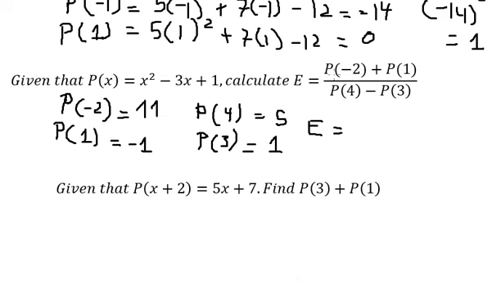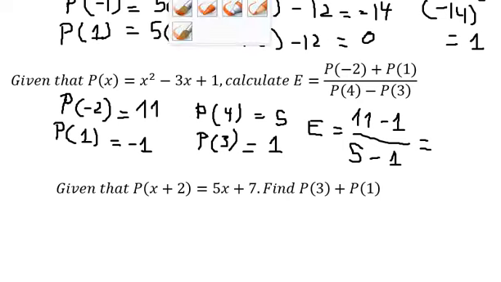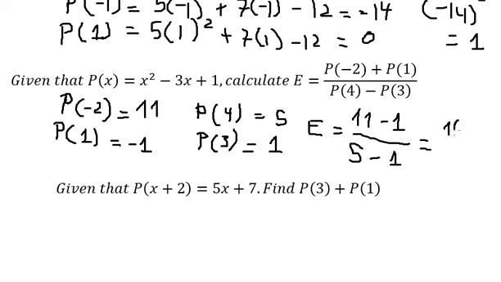So b of negative 2, you got 11. b of 1, you got negative 1. 5 we go in here, minus 1. So we have 11 minus 1. We calculate this one, and you got 10 over 4. We simplify by 2, you got 5 over 2.